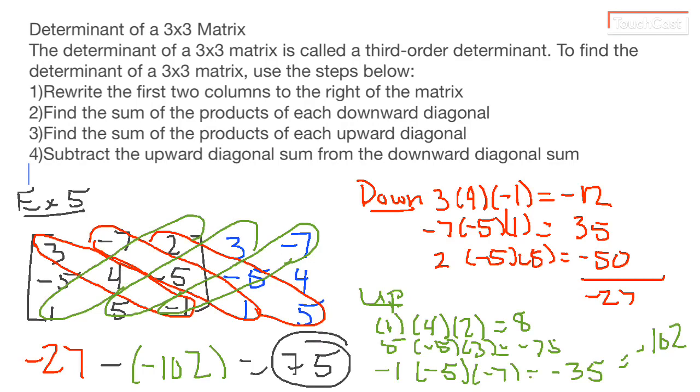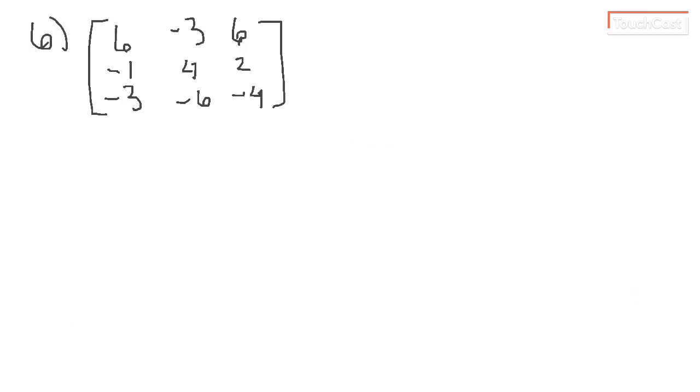Let's check a couple more of these out. So let's start with example 6. We've got 6, -3, 6, -1, 4, 2, -3, -6, -4. So we start by writing the first 2 columns to the right of our matrix. We're going to go 6, -1, -3, and -3, 4, -6. And now we can go from left to right and make our downward diagonals.